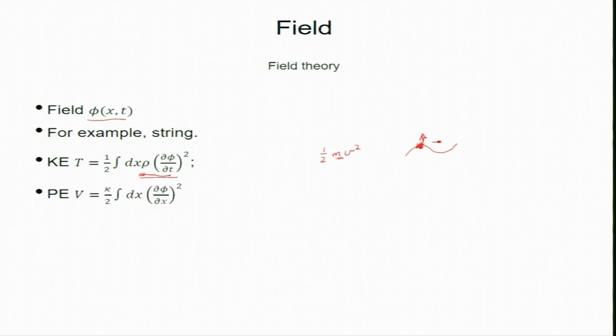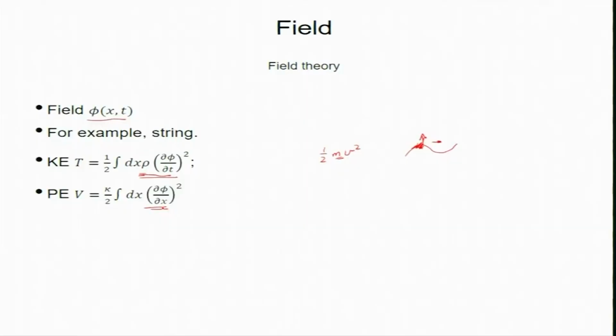Similarly, we can define the potential energy. The potential energy is coming from the curvature, right. A string, when it is undulated like that, has an undulation, okay. This is the potential energy, multiplied by the elastic constant kappa, okay.